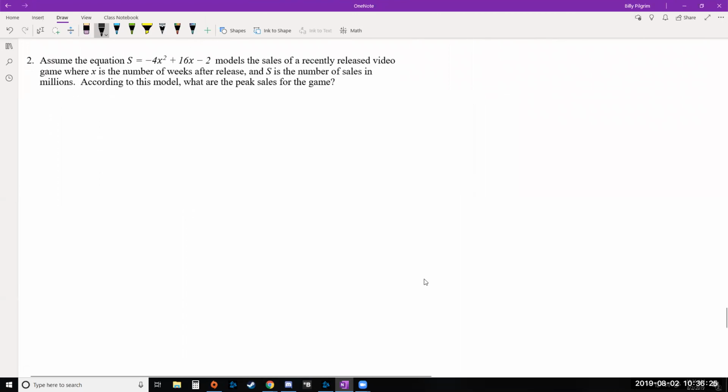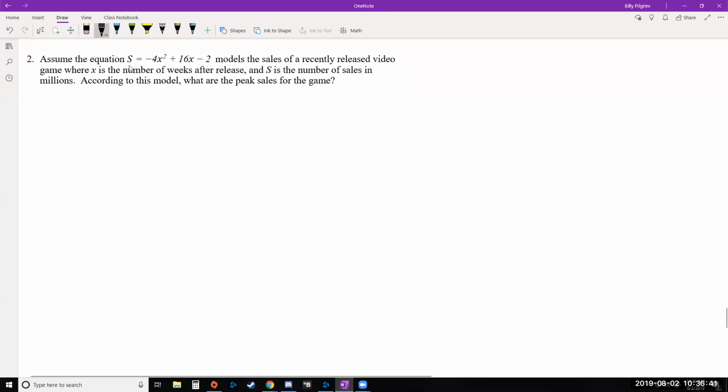Let's do one more here. Assume the equation S equals, etc., models the sales of a recently released video game where X is the number of weeks after release and S is the number of sales in millions. According to this model, what are the peak sales for the game?